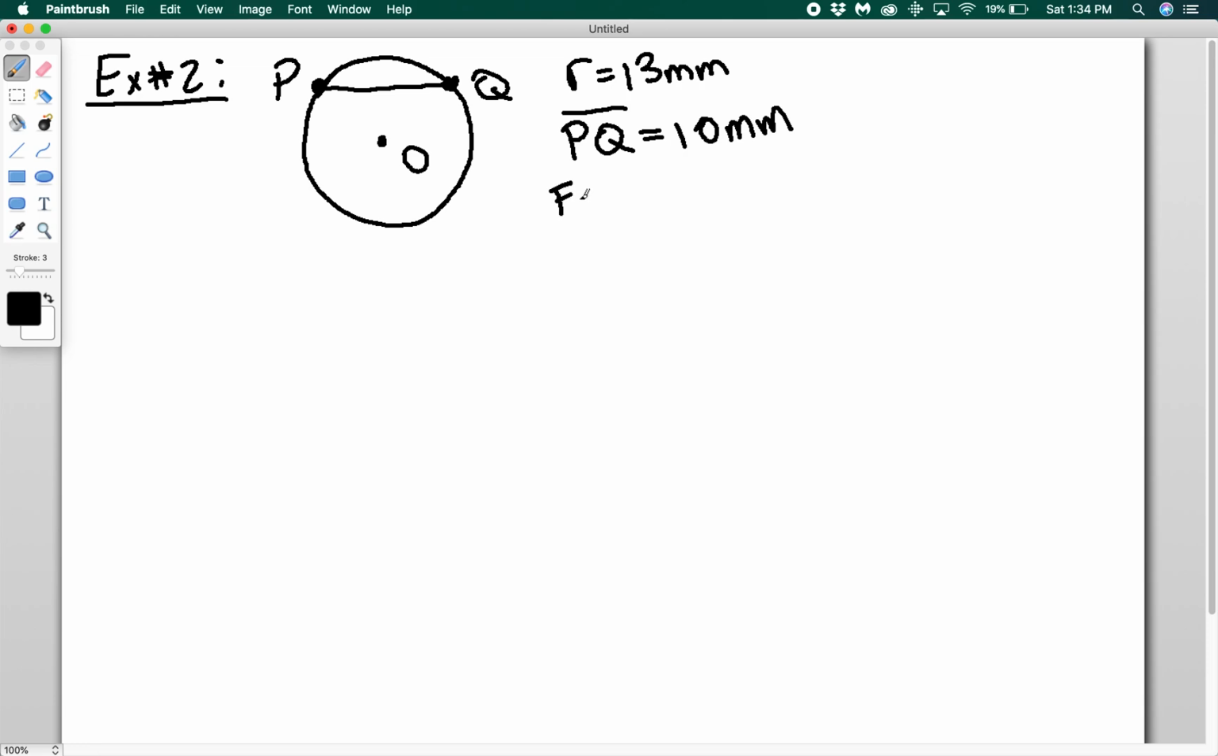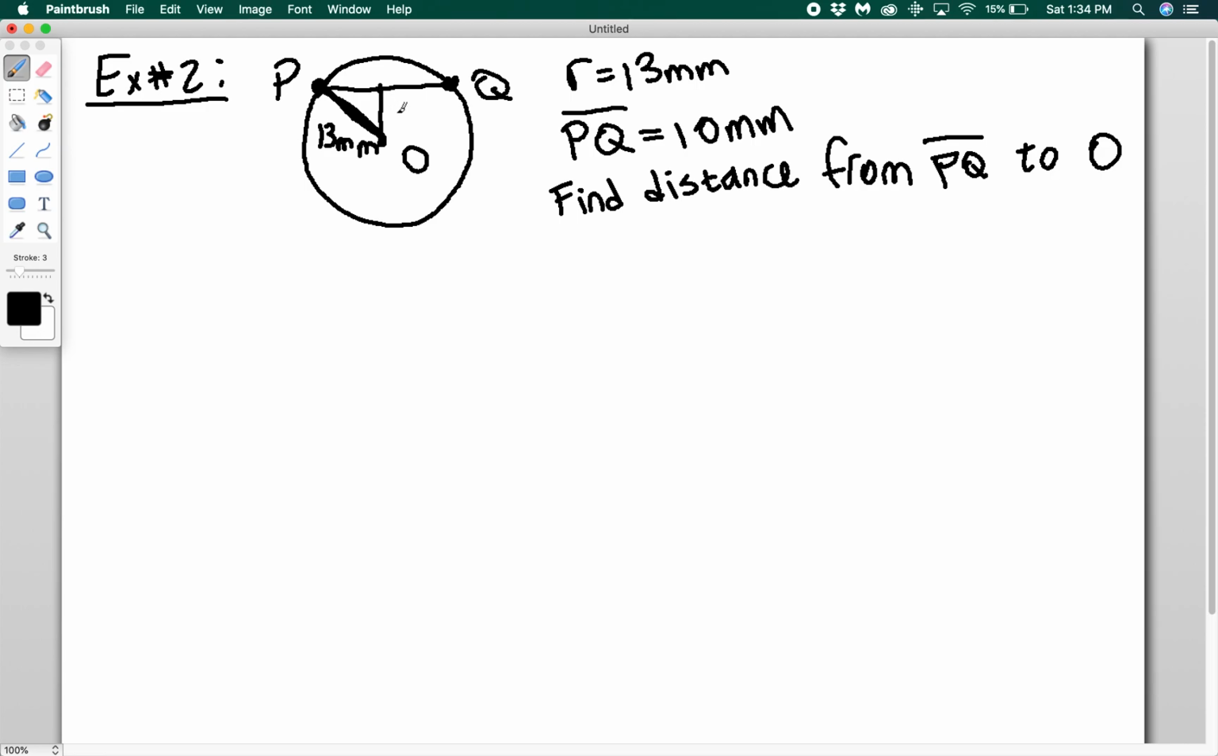And I want to find the distance from segment PQ to O, to the center. Okay? So how do we do that? Well, if I want to find this distance here, what else do I know? I know that this distance here is a radius, right? So if this is a radius, that means that segment PO is going to have a length of 13 millimeters.